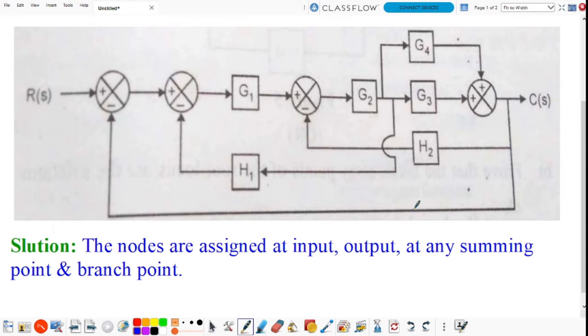Now here, this is the branch point and this is the branch point. So these two branch points are considered as a single branch point, combining the branch points. Here also this is the branch point and this is the branch point. So these two branch points are considered as a single branch point. So first, input signal, output signal, branch points and summing points are considered as nodes.